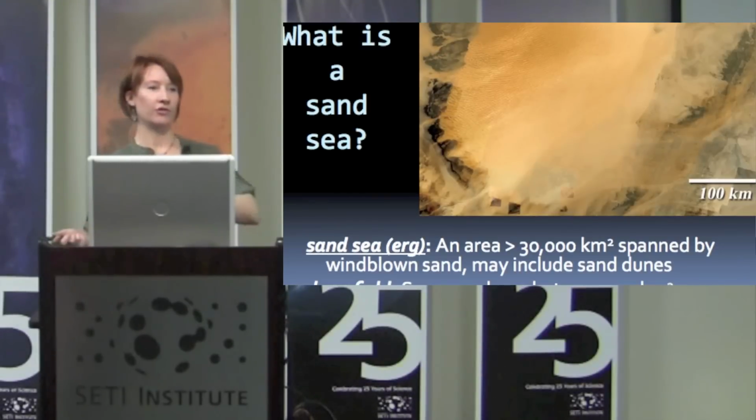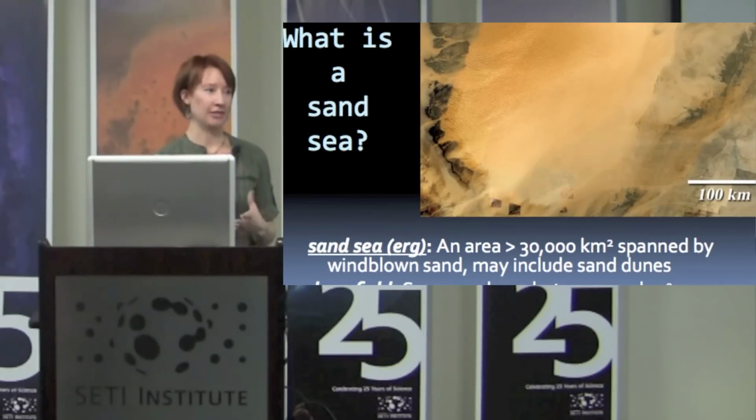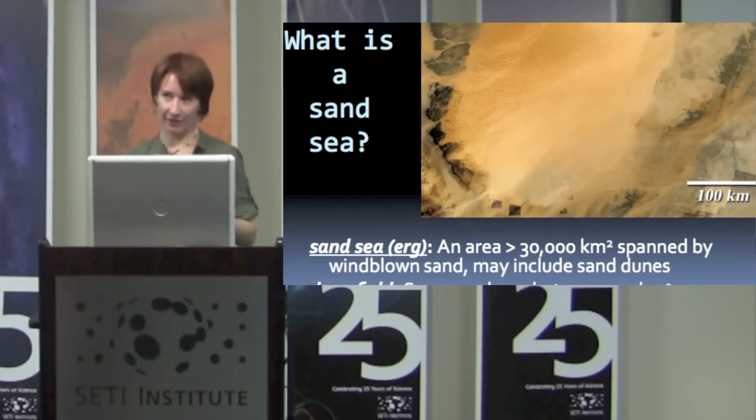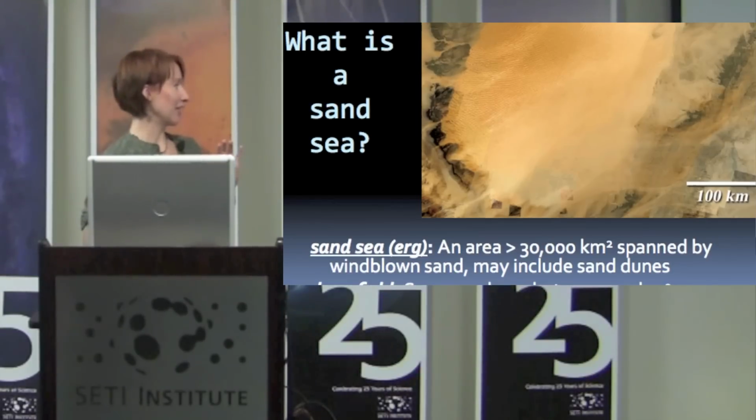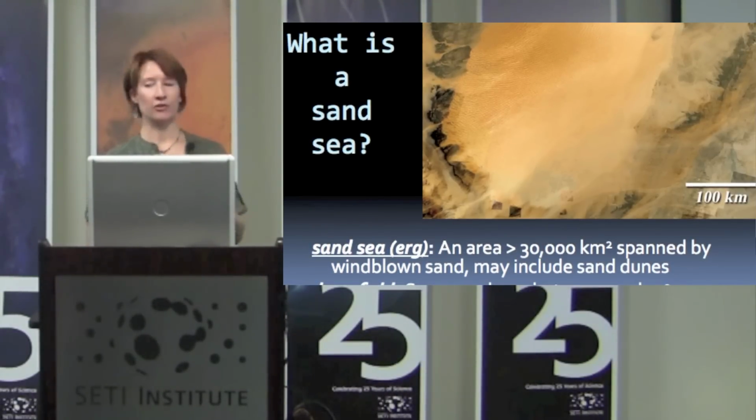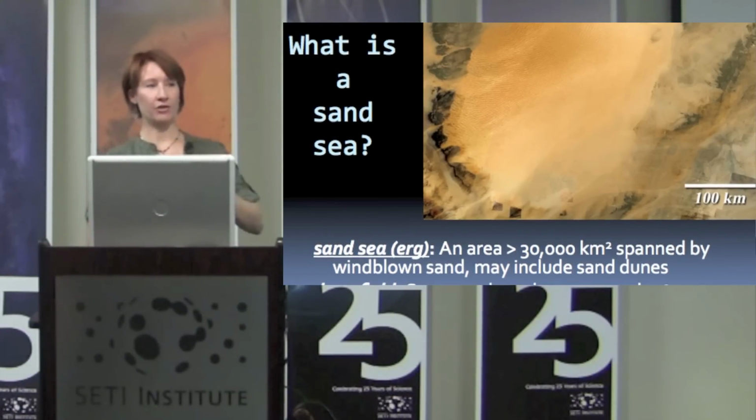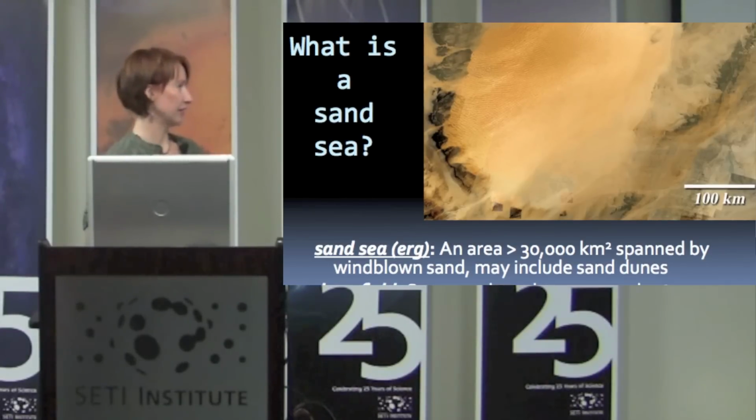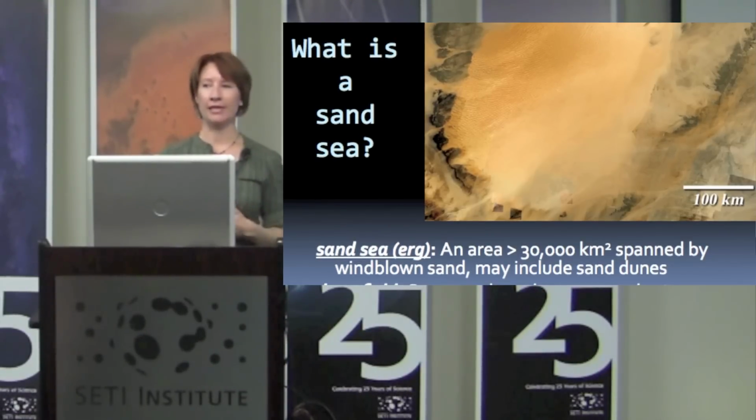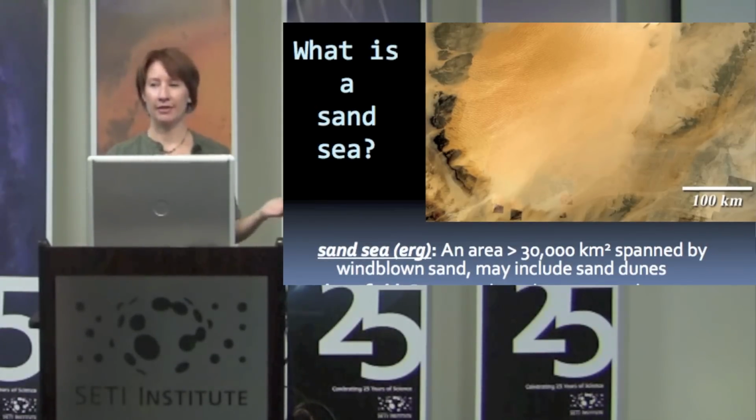But I'm going to move away from the solar system for a little while and talk about the Earth to give you some context. So first of all, what is a sand sea? When I say that, what am I talking about? Well, that really depends on who you ask. So I'm using the definition that comes out of one particular textbook. These guys say that a sand sea, which is sometimes also called an erg, is an area spanning greater than 30,000 square kilometers that is covered by wind-blown sand, some of which may have accumulated into sand dunes. A dune field is the same thing, but smaller than a sand sea.